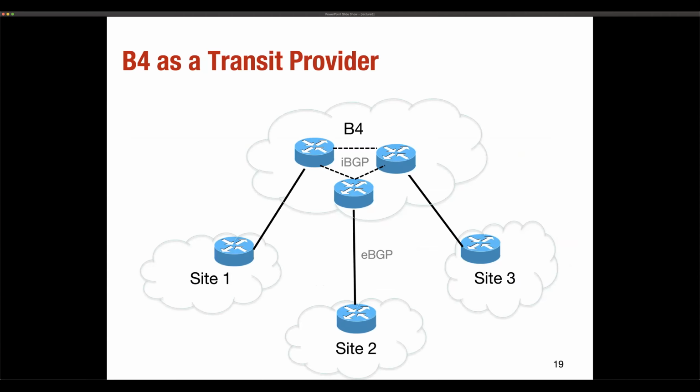So the way Google designed B4 was that they thought of it as a transit provider, right? So what do you mean by a transit provider? A transit provider is a network that provides connectivity between a set of different peers, or its customers.